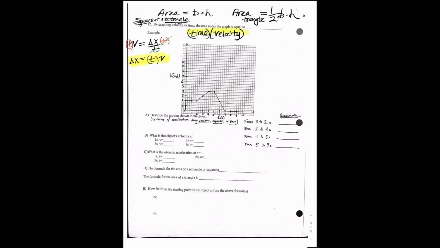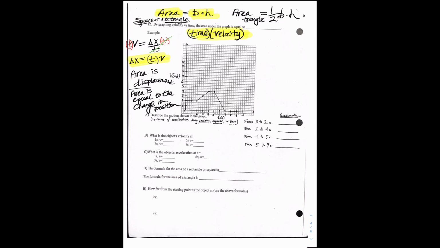All right, and that really, right, is the same as the area. So the area is displacement. What's displacement? That is the change in position. So the area is equal to the change in position. All right.